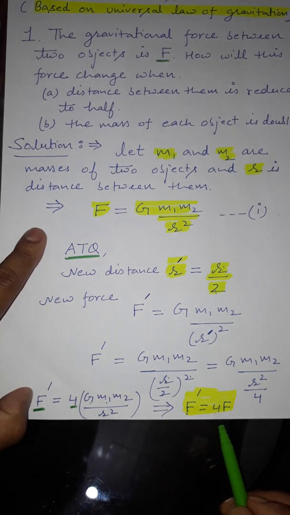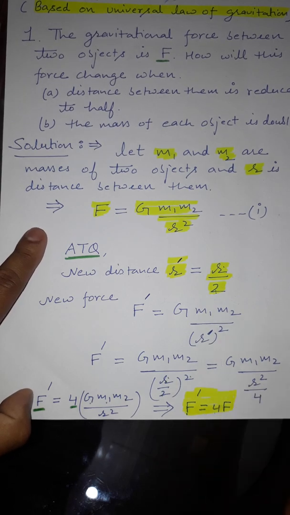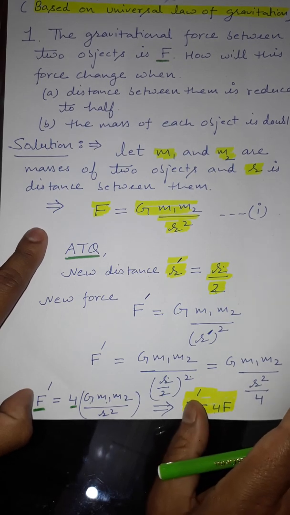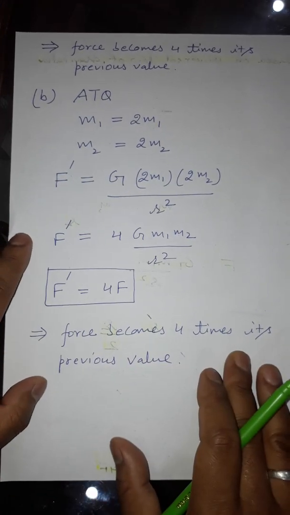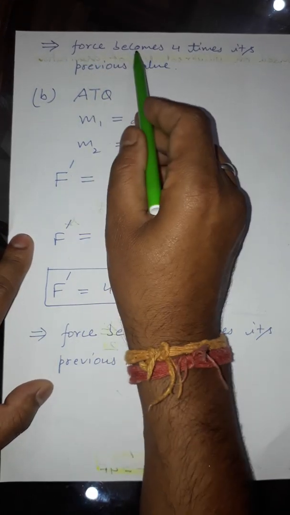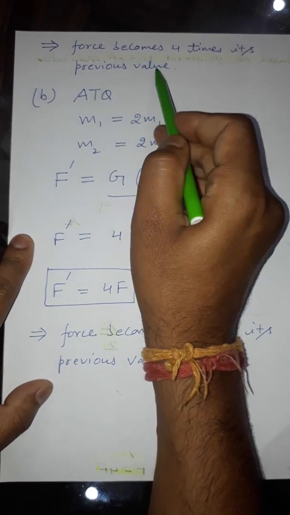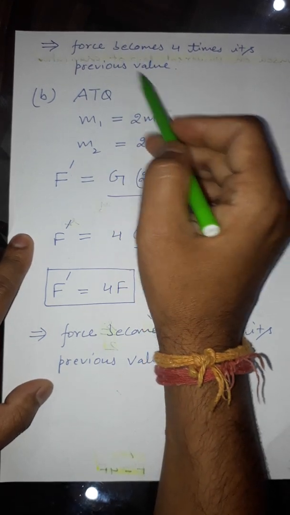It means if the distance between these two objects is reduced to half, the new force will become 4 times the original or previous force. So finally we can write the result: force becomes 4 times its previous value. This is the solution of the first part.